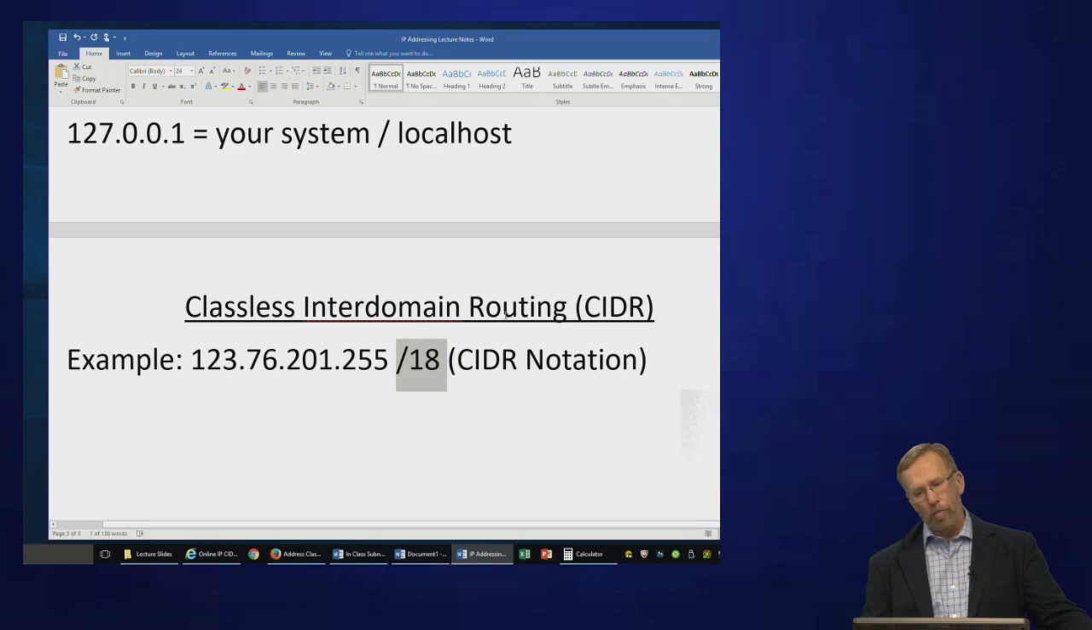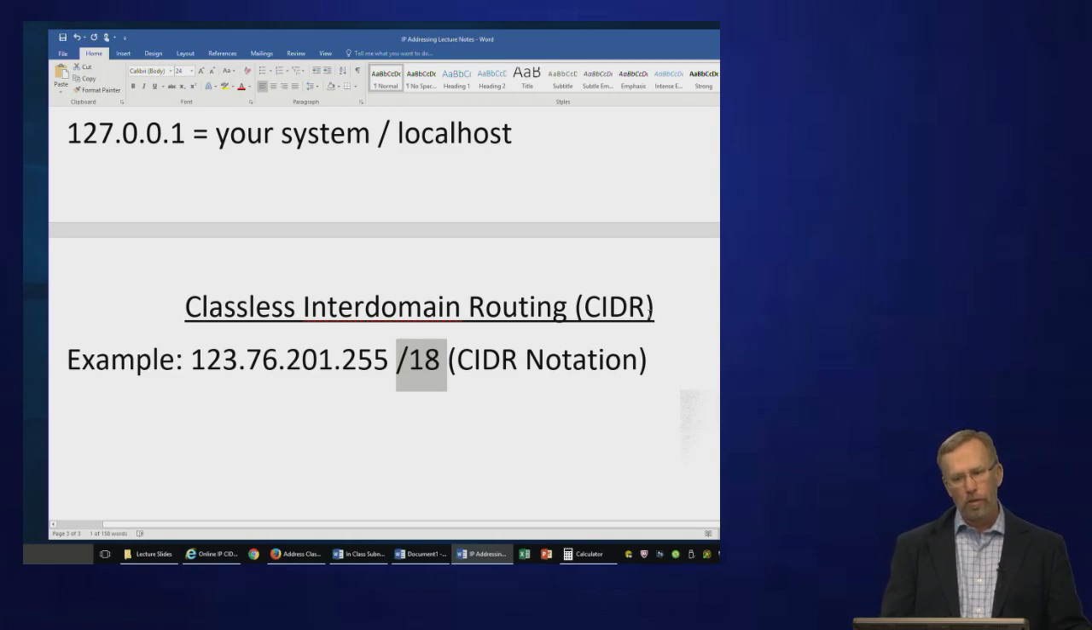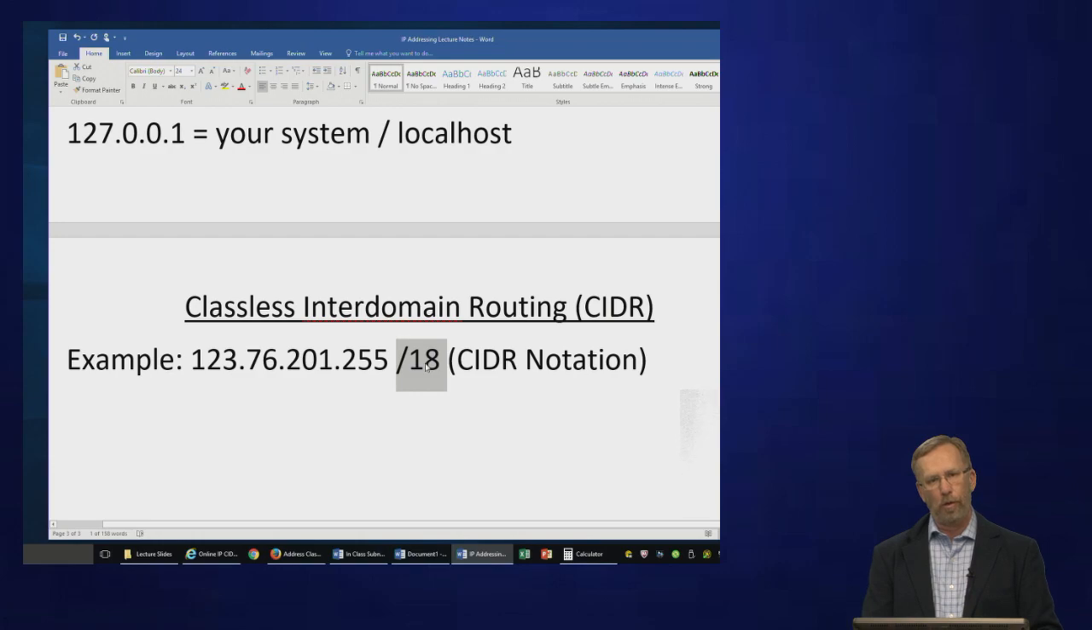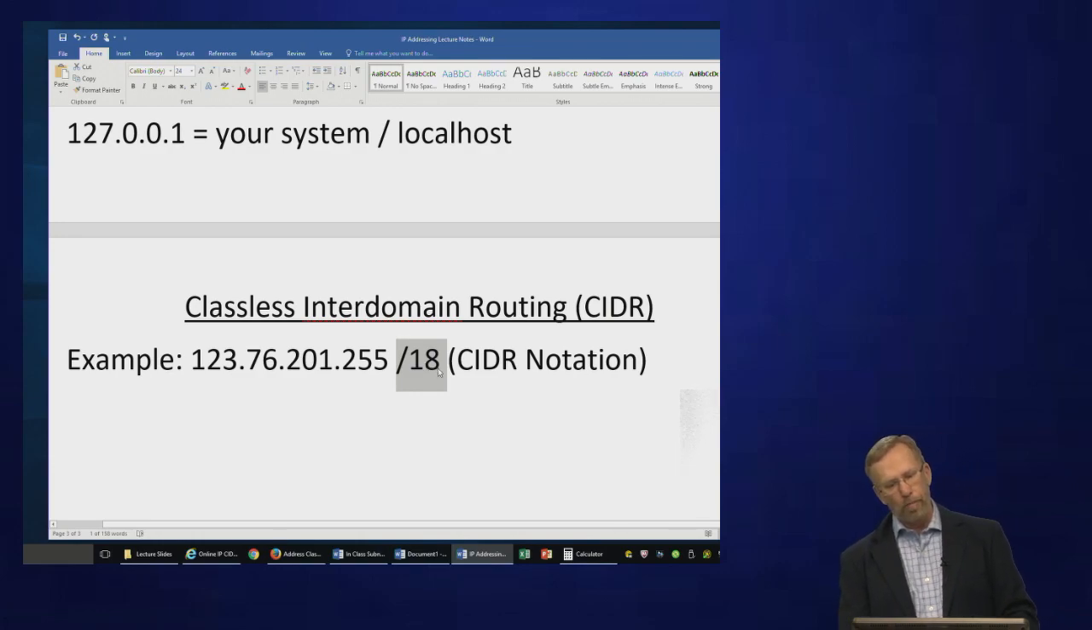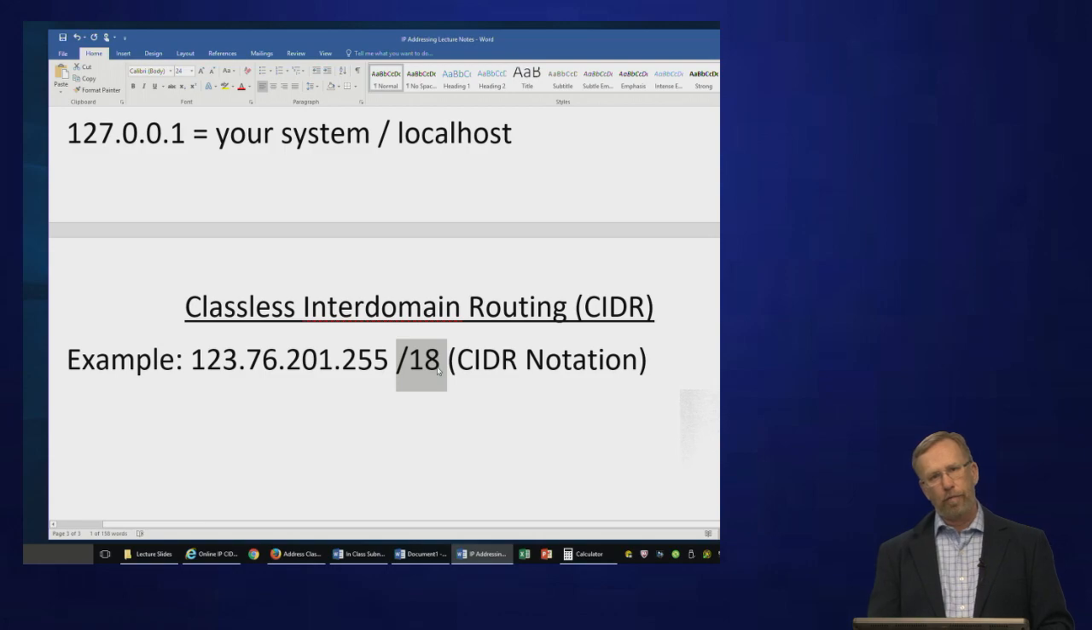So classless interdomain routing, you'll hear it called CIDR, or some people call it CIDR. So you'll hear it expressed those different ways. And this slash part tells us how many bits identify the network. So in this example here, if I have 18 bits identifying the network, that means there's 32 bits total. So if I take 32 minus 18, that leaves me 14 bits to identify host. Still a pretty good size network.